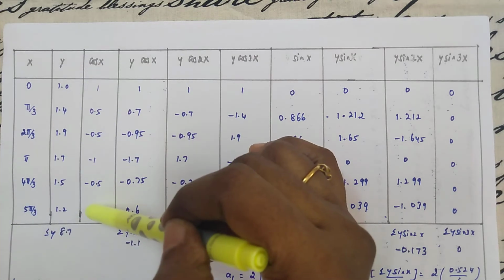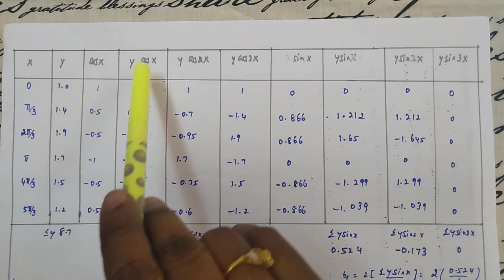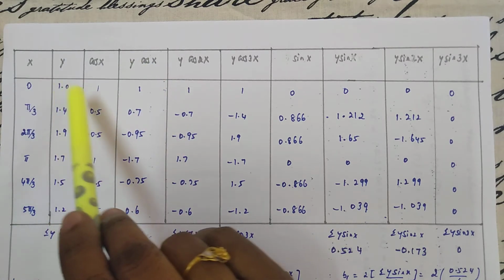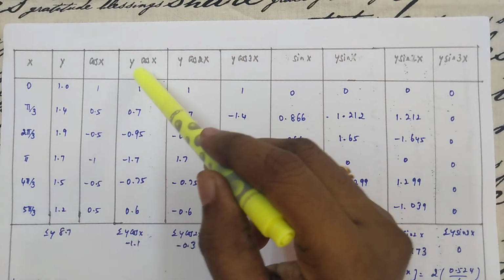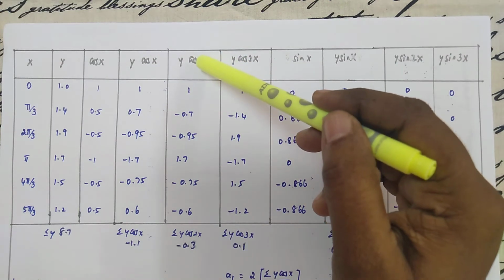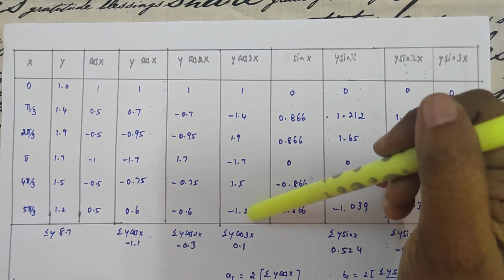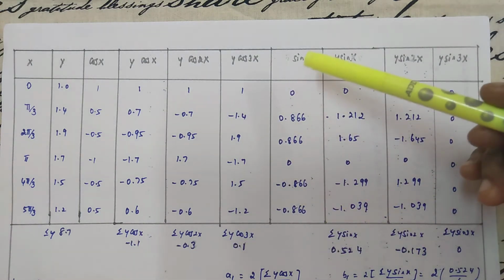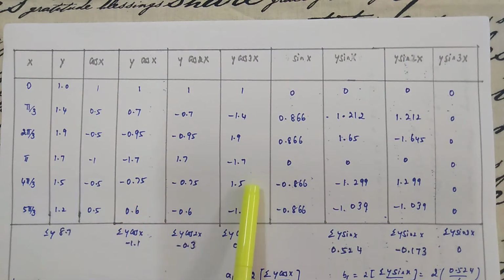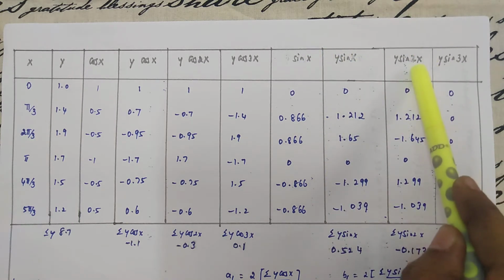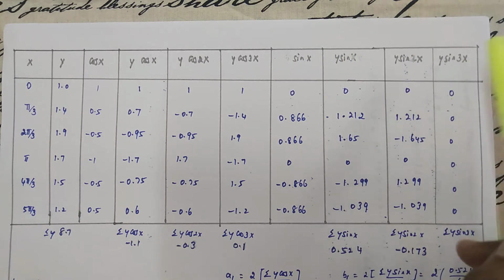Complete the first column. Next, we are going to find y cos x. So the y value is here, cos x is here. So you have to put y cos x. Likewise, y cos 2x, y cos 3x. Everything we can do in the calculator, so it can be done very easily. After this, we can go for sin x, y sin x, y sin 2x, y sin 3x. All the values we can complete.